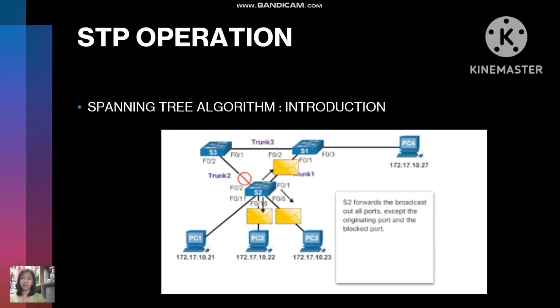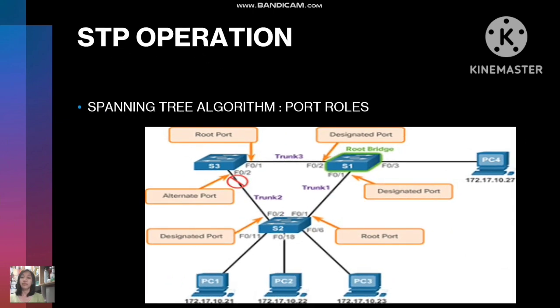Next, we have the spanning tree algorithm introduction. We also have the spanning tree algorithm port rules. Here in port rules, STP uses the spanning tree algorithm to determine which switch port on a network must be put in blocking state to prevent loops from occurring.